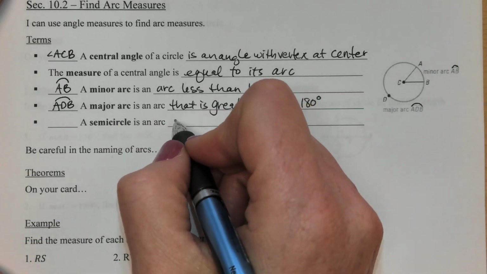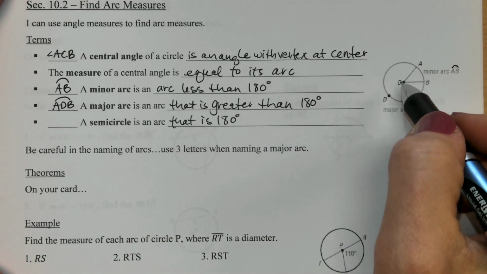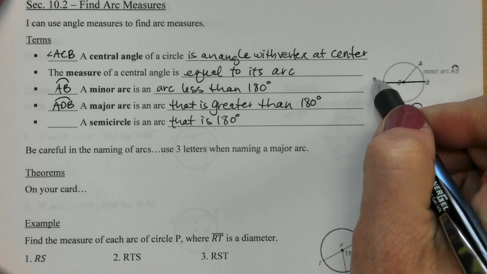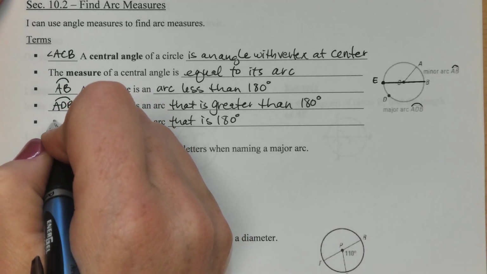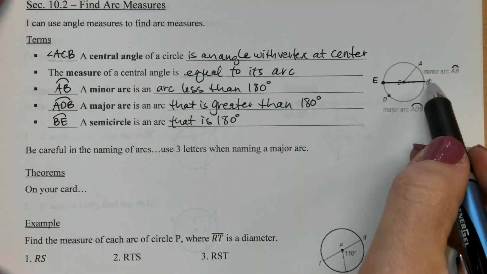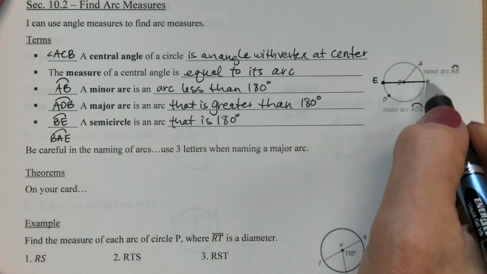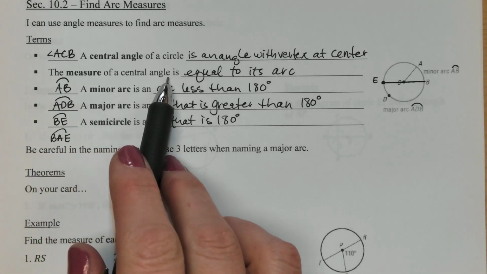Then we have semicircles, which are arcs that are 180. We don't really have one in this picture, so I'm just going to add it. I'm going to extend that and make that a diameter right there, and we'll call the point E. Then our semicircle could just be BE. We could use that either way because either direction is the same amount. You could also say BAE, or you could do BDE. Either one of those would work. So those are the different types of arc measures that we're going to be using, and the one rule is that the measure of the angle is equal to its arc.